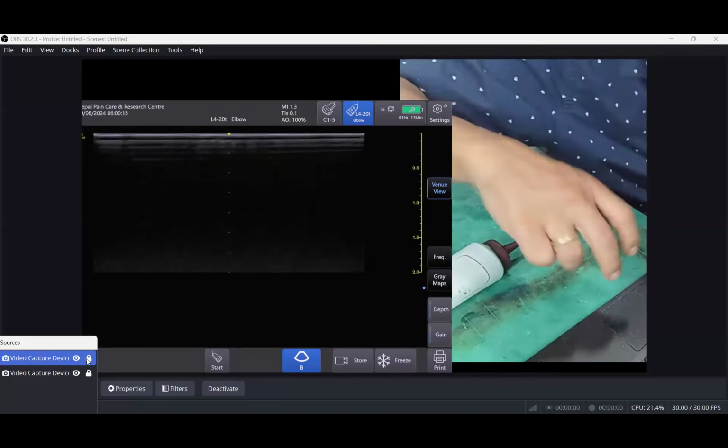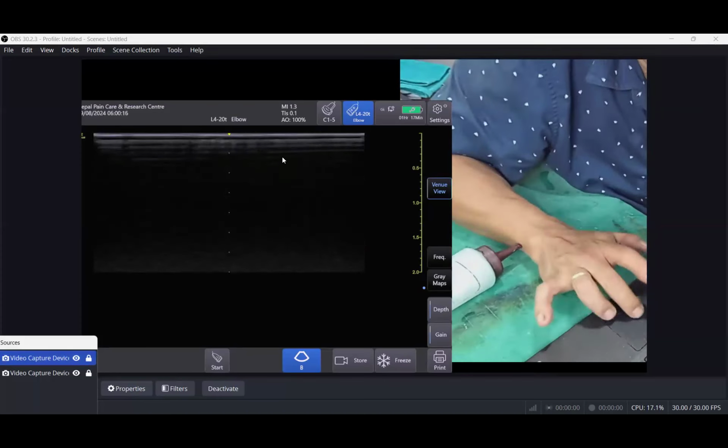Now I'm handing over to Smruti. Smruti will be coming with the pathology and intervention of the elbow and the wrist.